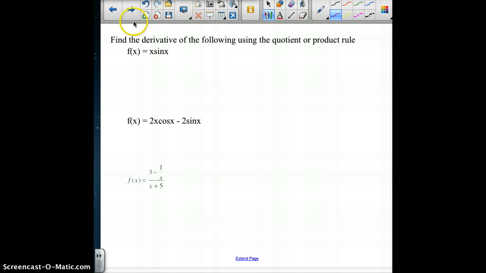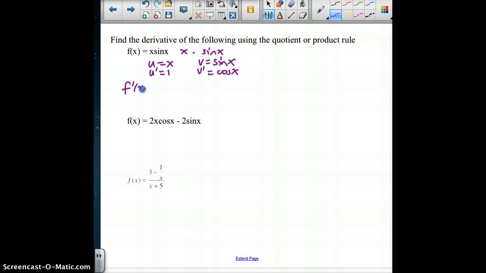So let's find the derivative of the following using the quotient or the product rule. Notice we cannot distribute this. X times sine x, you can't multiply them together. So we have x as one function and sine x as the other, and it's a product, so we know we're going to use the product rule. So u is the x and v is the sine x. So we're practicing our product rule. U prime is 1, v prime is cosine x.